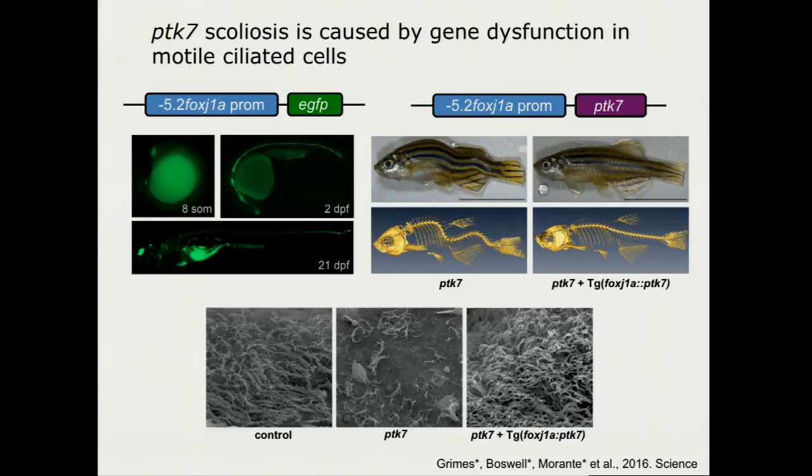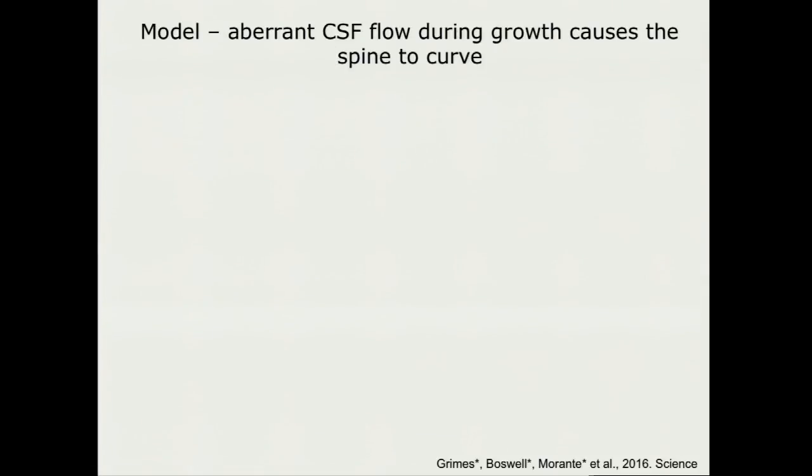So I've told you about 4 different motile cilia mutants, which all lead to loss of CSF flow and late-onset spinal curves. I've also told you about PTK7 mutants, which is a human idiopathic scoliosis loci, which also seem to lose this CSF flow. So our model currently really is that aberrant CSF flow, particularly during this growth phase, causes the spine to curve, and this might be an underlying cause of idiopathic scoliosis.